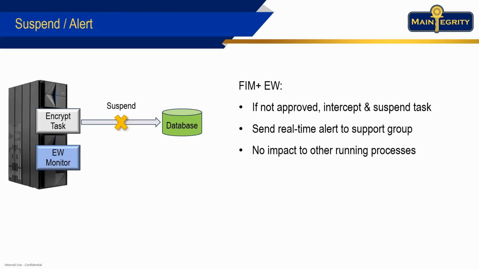But since we have control at this point, if it's not on our approved list, we can suspend that task. That one task. Everything else runs like normal. We suspend the one task and we send a real-time alert to the support group. And the support group then has the luxury of time. Because the damage has been stopped, it's suspended, I can take the right amount of time, investigate the problem, continue with all the other operations going on in the mainframe, make my decision as to what I want to do.